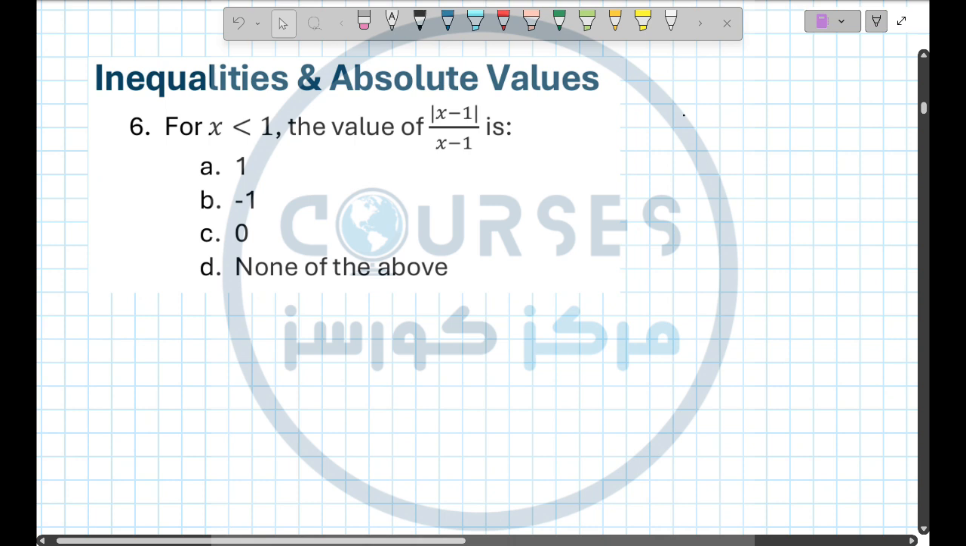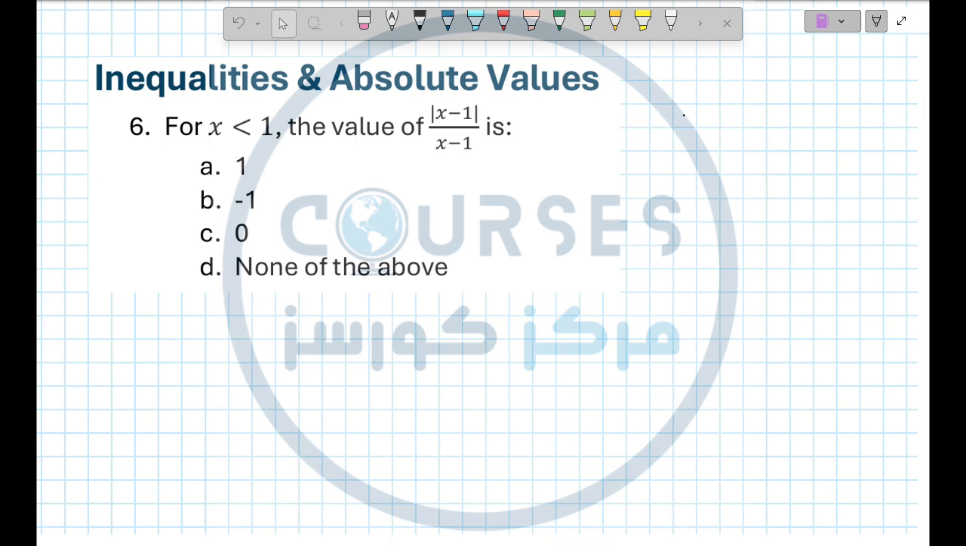Okay, the next part is inequalities and absolute values. We need to evaluate this one. We have an absolute value, so we need to use the definition to know if this is x minus 1 or negative (x minus 1). So let's redefine the absolute value. It was either equal to x minus 1 or negative (x minus 1). When does this happen? Remember, we take whatever is inside the absolute value and make it equal to 0.